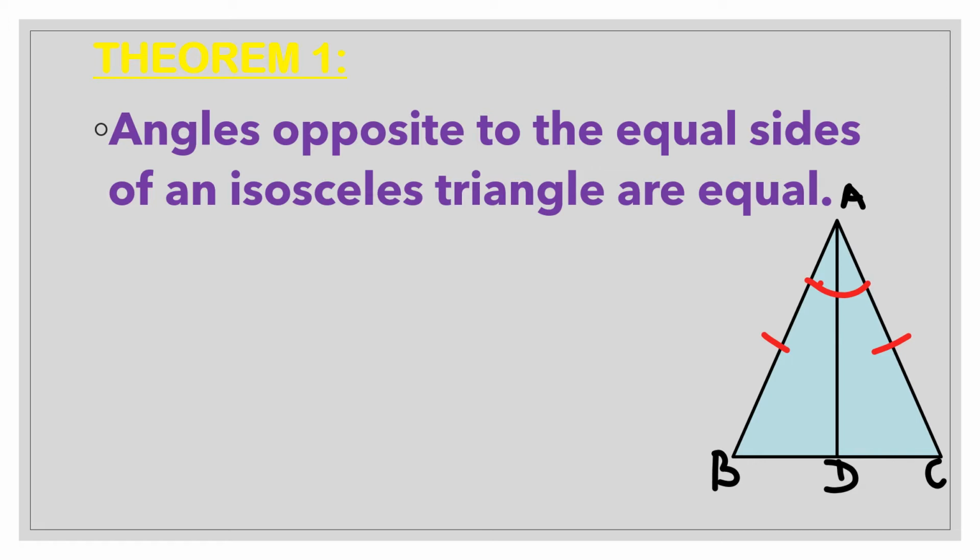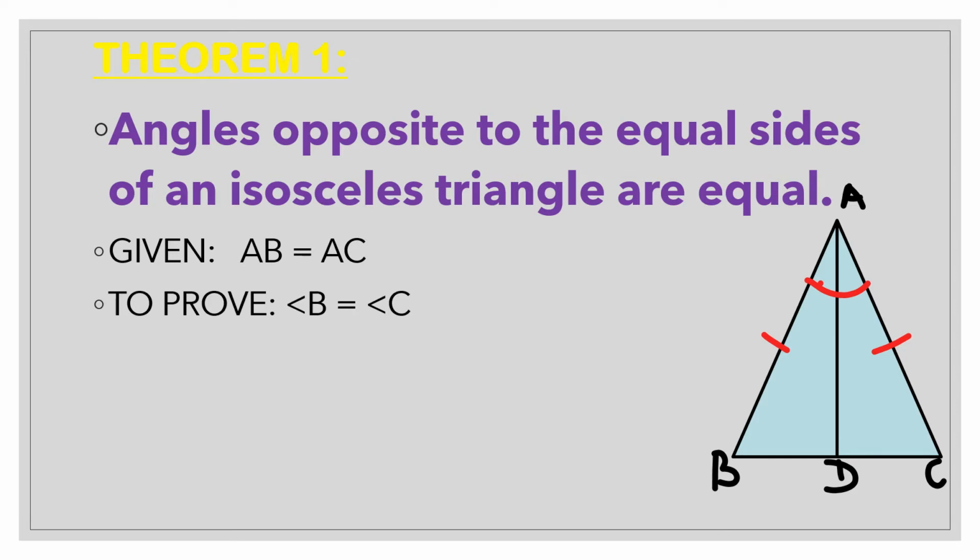The first one is: angles opposite to the equal sides of an isosceles triangle are equal. So what is given here? That the triangle is isosceles. That means two sides are equal. Let us take AB equals AC. So what are the opposite angles? Opposite to AB is angle C. Opposite to AC is angle B. That means what we have to prove is angle B equals angle C.